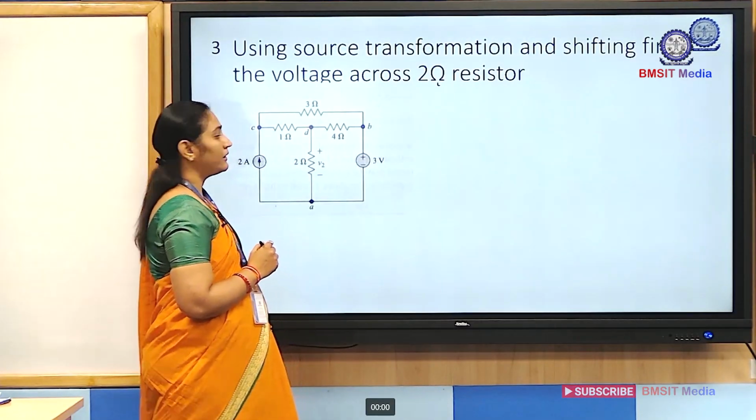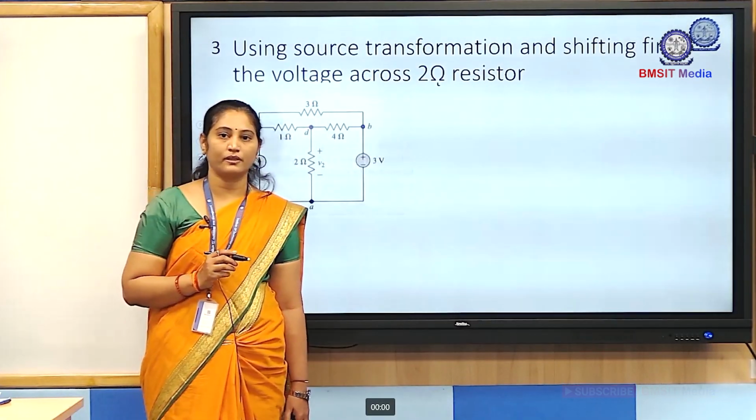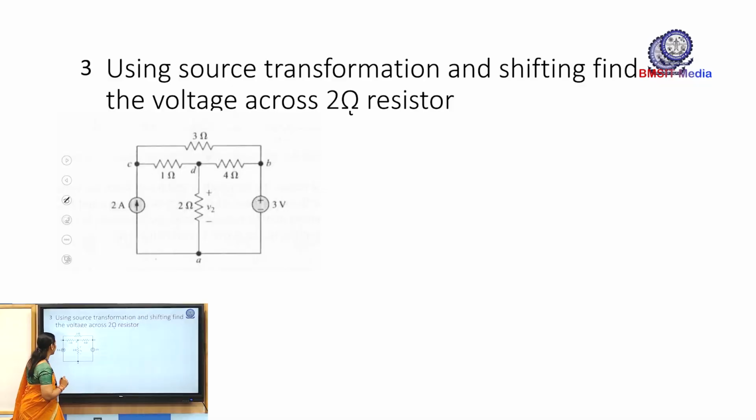So this is the numerical. Using the source transformation and shifting, find the voltage across the 2 ohms resistor. So this we have to find out: what is the voltage across the 2 ohms resistor using the source transformation as well as shifting. Okay. So we will take up that one.